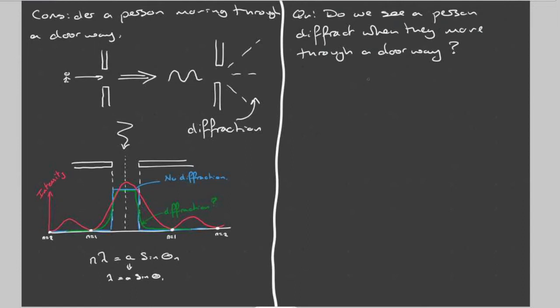So the situation that I'm going to imagine is I have a doorway, and the doorway I'm going to assume, to keep the numbers nice, is 1 meter wide. Now 1 meter is a little bit big for a doorway. Most house doorways are a little bit smaller than that. But in a lab, a 1 meter wide doorway is not outrageous at all. I have a person, and the person is going to walk through the doorway.